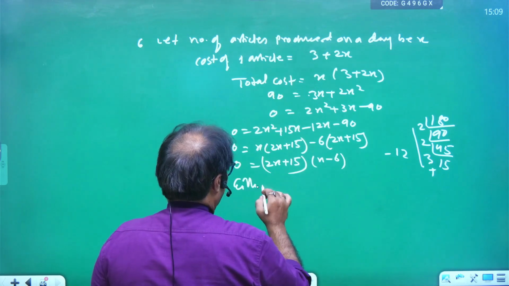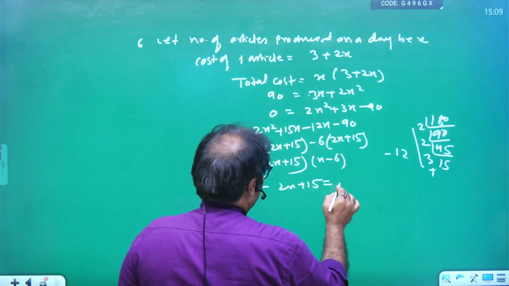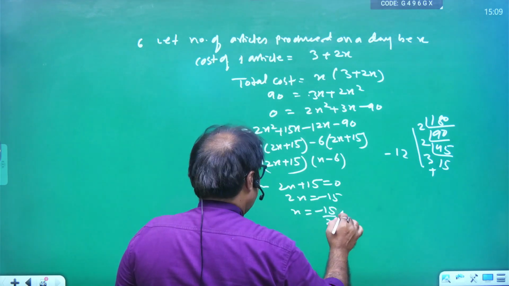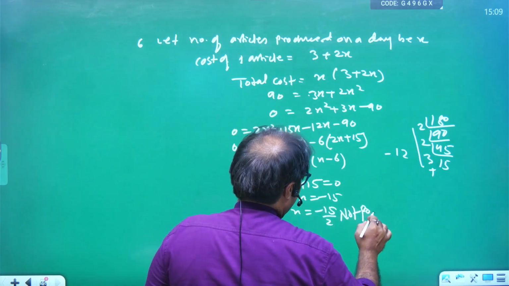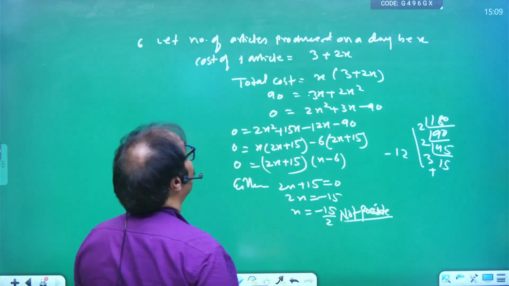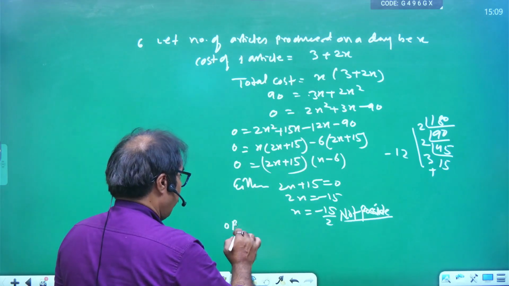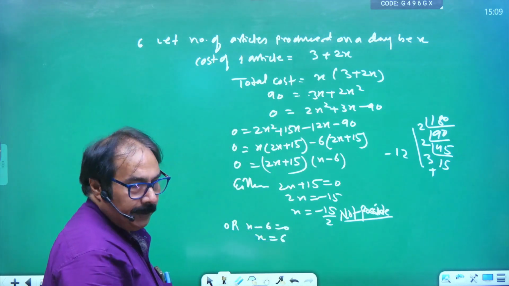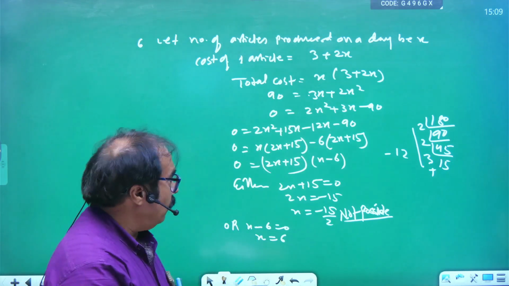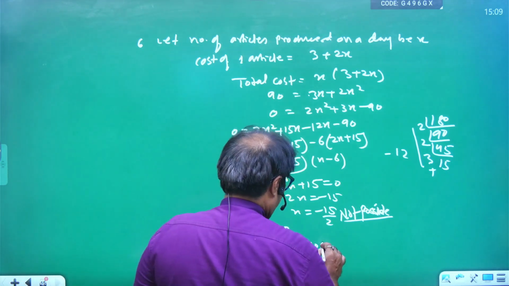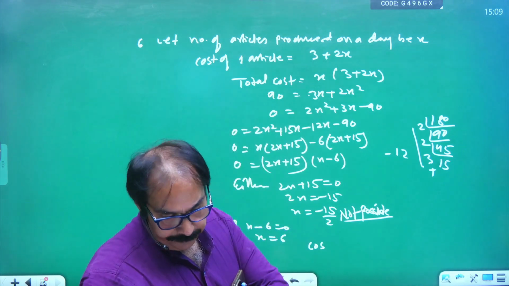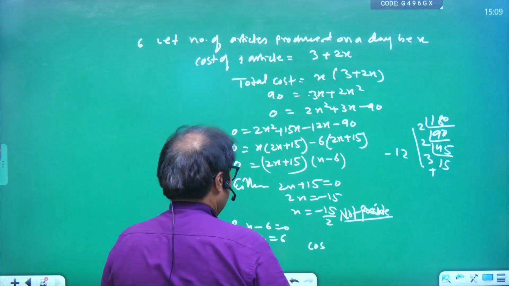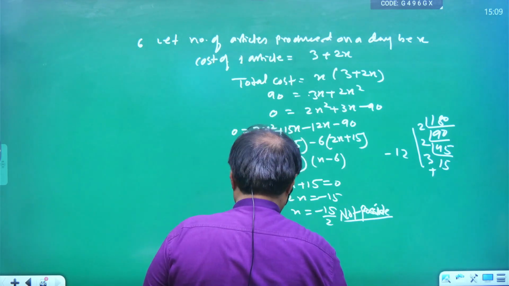So either 2x plus 15 is equals to 0. So 2x is equals to minus 15. So x is equals to minus 15 by 2, which is not possible because number of articles cannot be negative. So either x minus 6 is equals to 0. So x is equals to 6. It means, what we have to find? If the total cost is given, we find the number of articles produced and the cost of each article. So x is equals to 6, right?